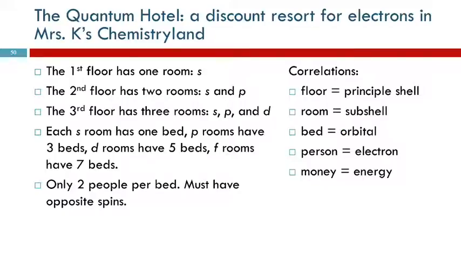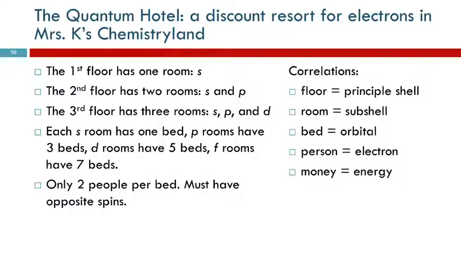Okay. Now, in these rooms, these are kind of odd hotel rooms. All S rooms have one bed. That's not so weird. P rooms have 3 beds. That's a little strange. D rooms have 5 beds. Have you ever seen a hotel room with 5 beds in it? Me neither. That would have been handy on some of our family vacations, but they don't exist. And the F rooms have 7 beds in them. The beds represent the orbitals.